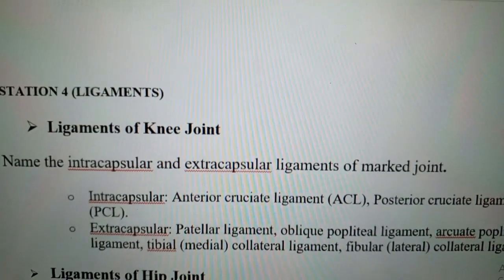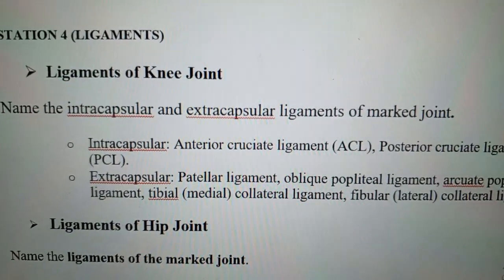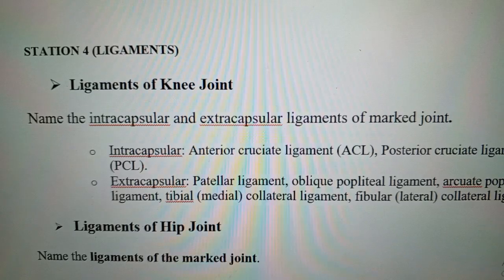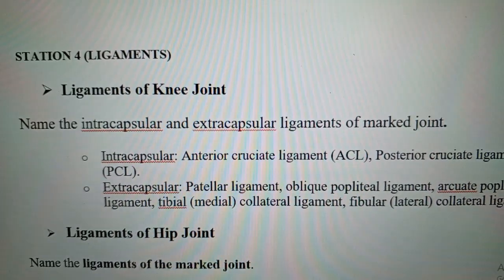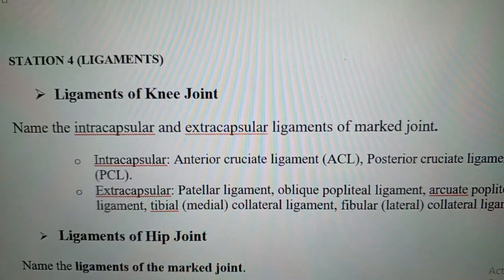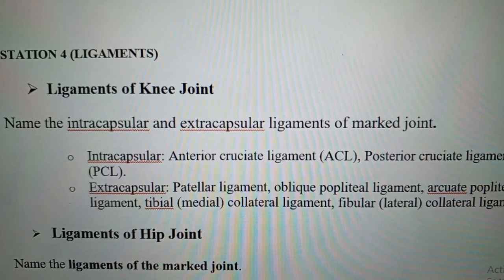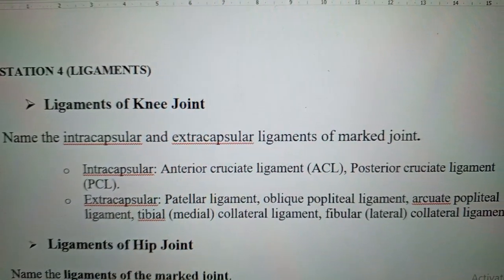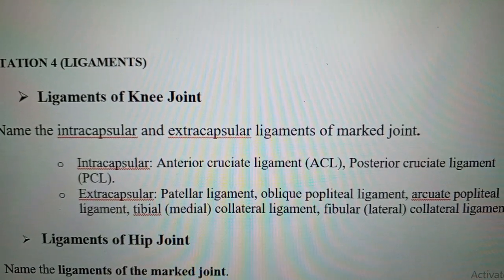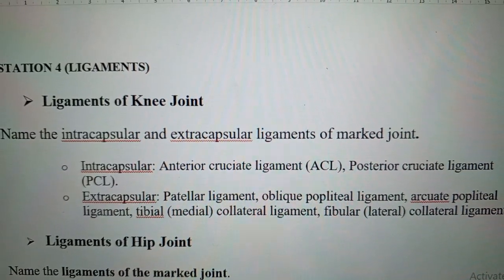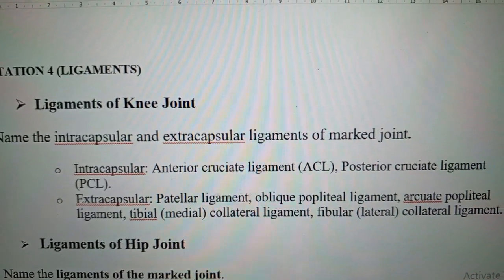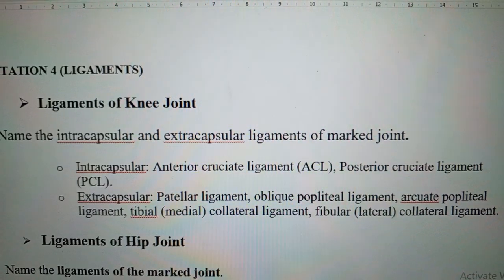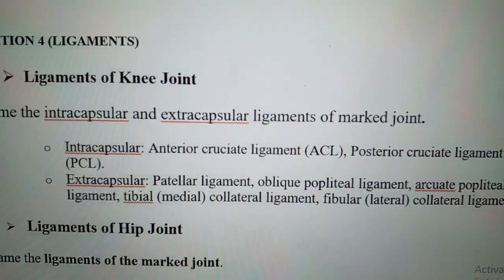Now coming to station 4, that is on the ligaments. Ligaments can be asked to you. Ligaments of the knee joint: name the intracapsular and extracapsular ligaments of the marked joint. Intracapsular ligaments are anterior cruciate ligament and posterior cruciate ligament. Extracapsular ligaments are patellar ligament, oblique popliteal ligament, arcuate popliteal ligament, tibial collateral ligament, fibular collateral ligament.